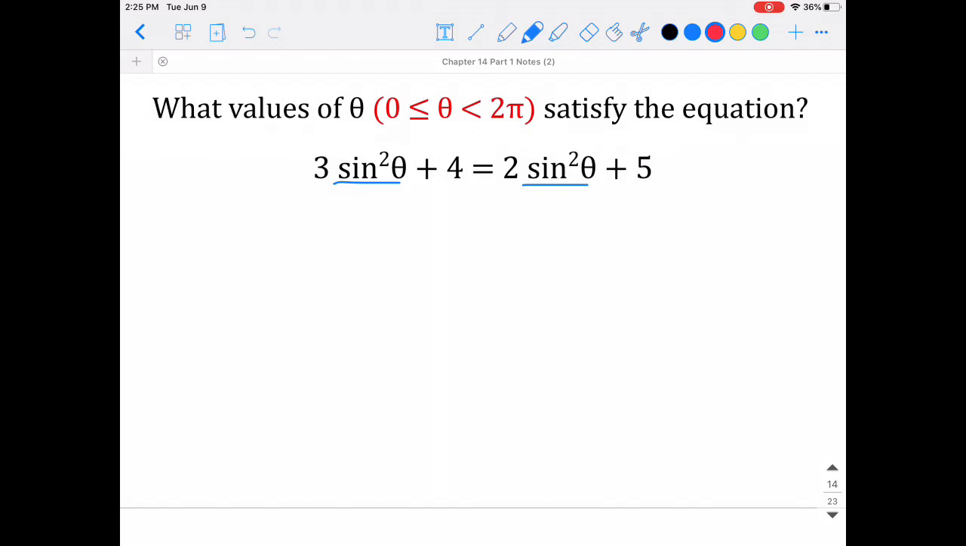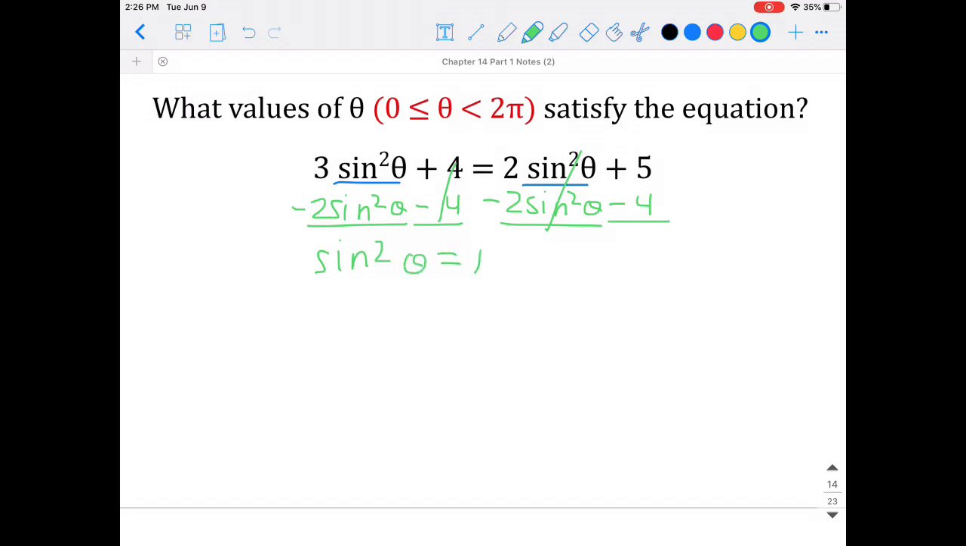So we need to move our functions to the same side. So I'm going to subtract 2 sine squared theta from both sides. So these cancel out. While I'm doing that, I'm also going to subtract 4 to move our numbers to the other side. Now notice these are still like terms, so we're left with sine squared of theta equals 1. So we're almost done.